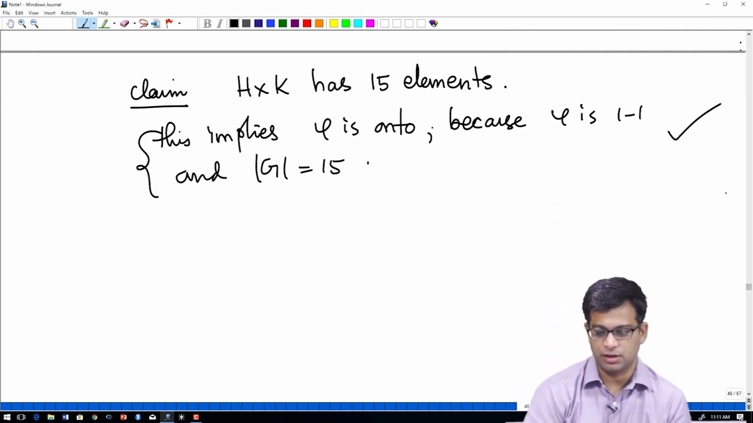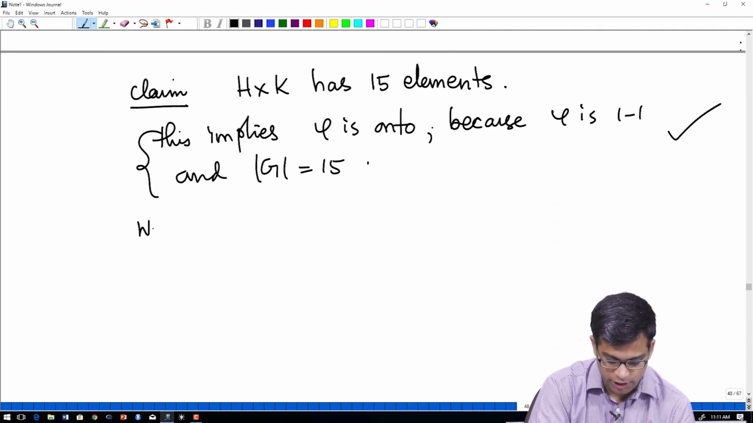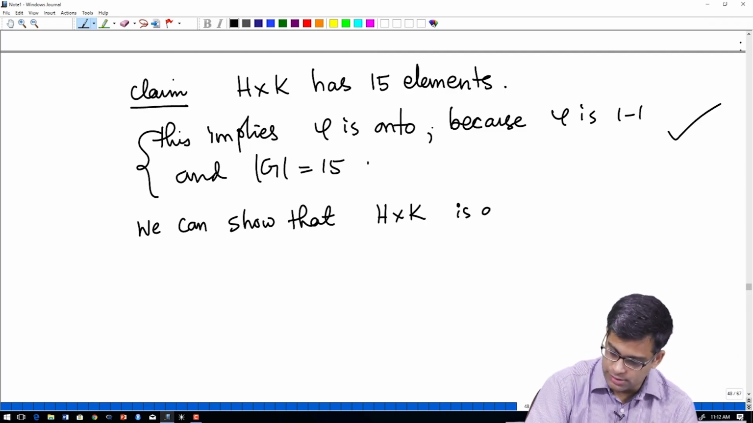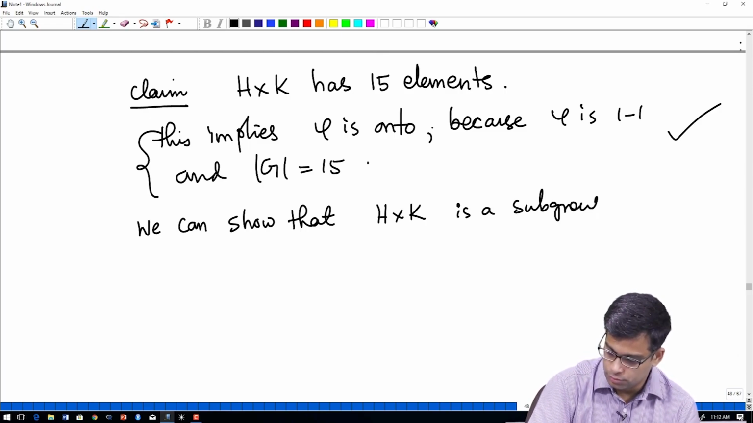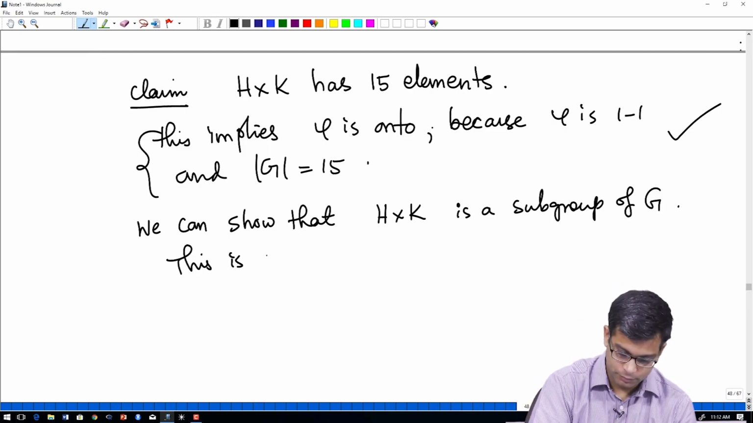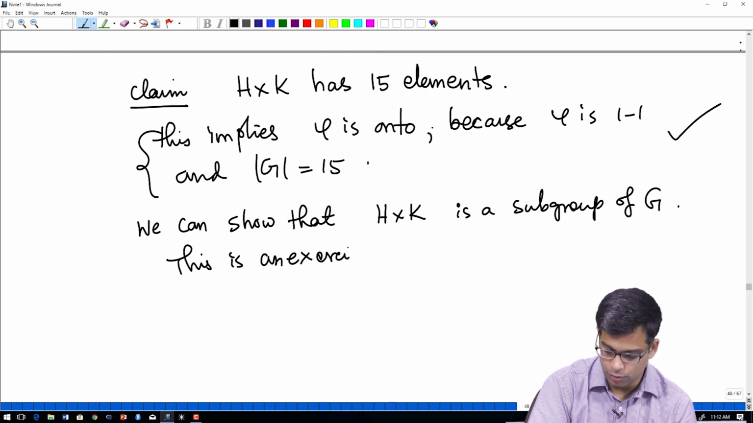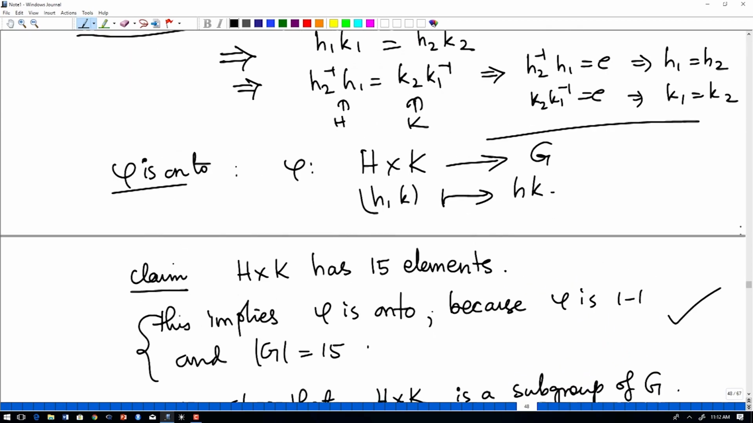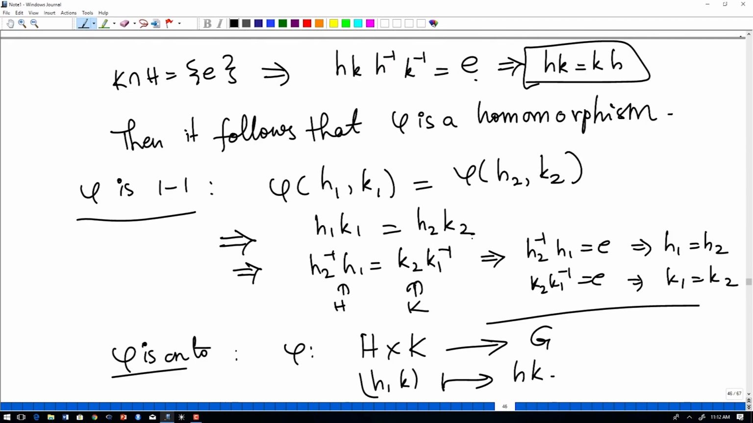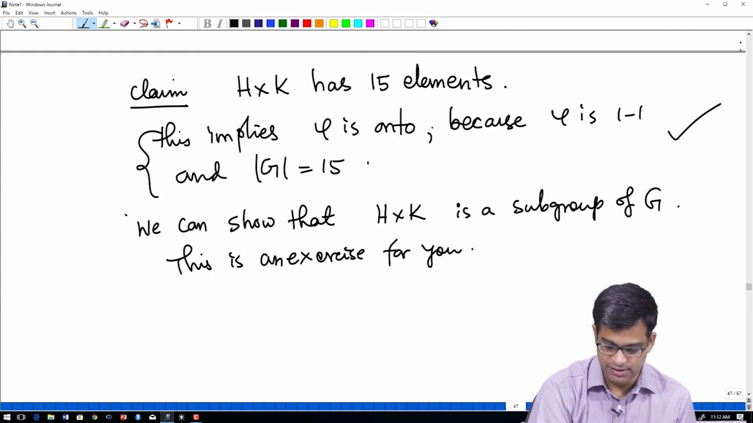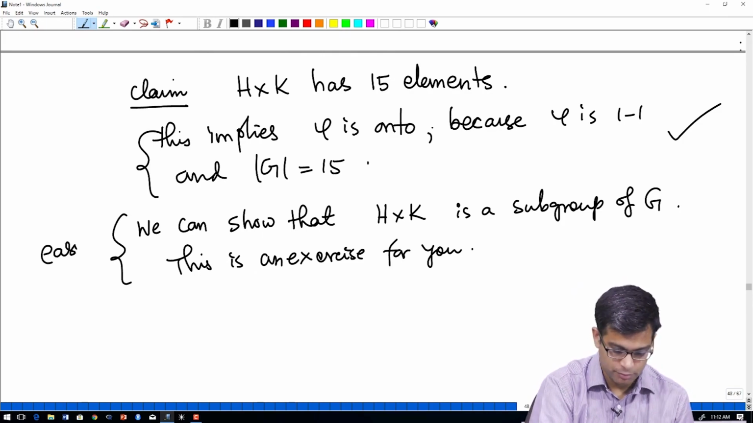So why does H cross K have 15 elements? First we can show that H cross K is a subgroup. I leave this as an exercise for you. The proof is exactly as before, using the same idea that hk is equal to kh, you can use that. So it is an easy exercise.